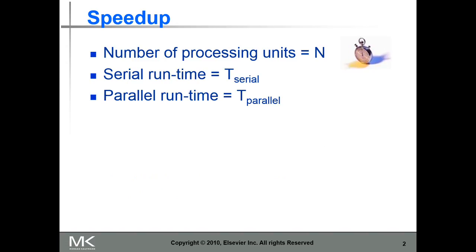I'll start off with just a little bit of review from last time, where we had the idea that we would record the number of processing units we're using as n, the amount of time it takes to run a program in serial on one processor as t serial, and the amount of time it takes to run in a parallel processing setup as t parallel.